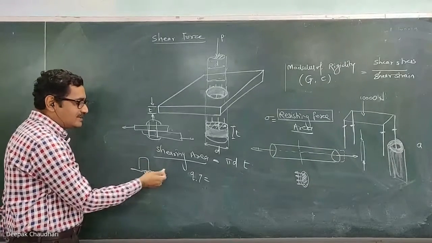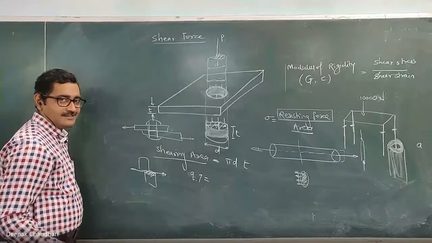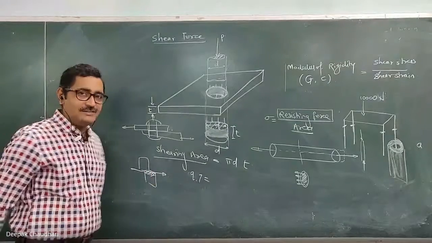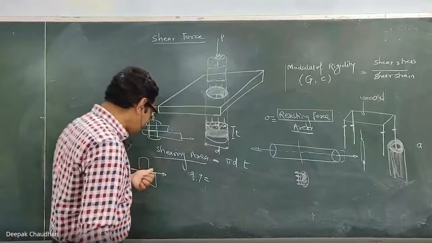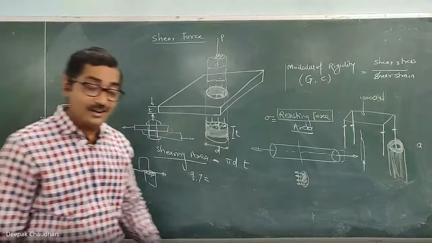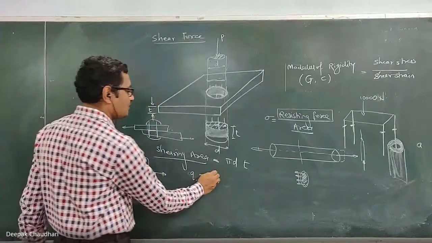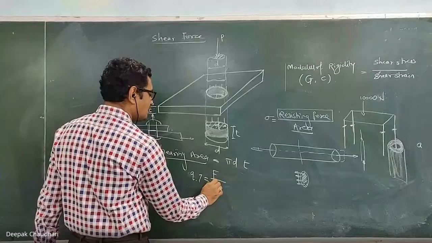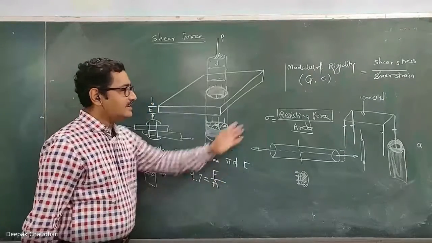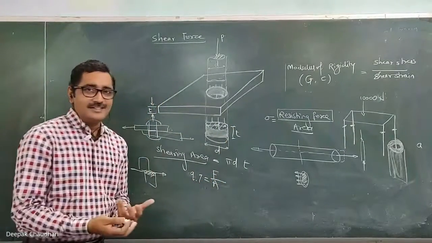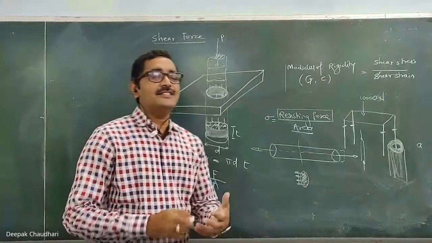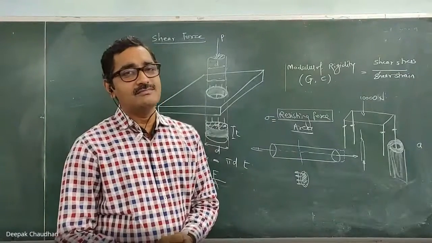Okay, if you increase the area, it will not fail. If you reduce the area, easily it will fail. So that area is known as a resisting area which resists the applied force. So shearing stress is nothing but shear force upon shearing area. Then shear strain is nothing but an angular deformation.